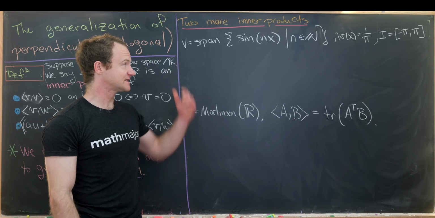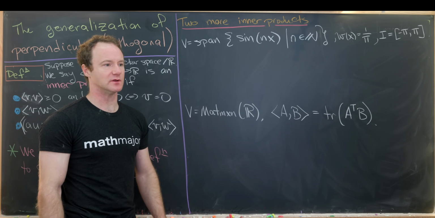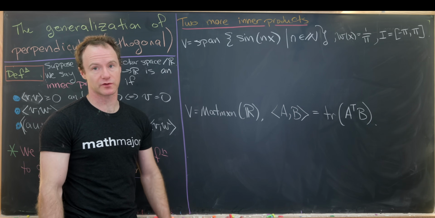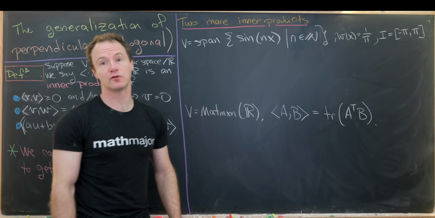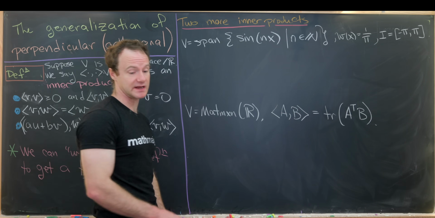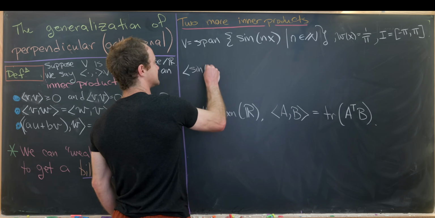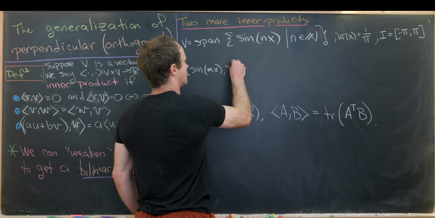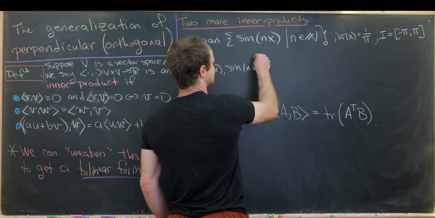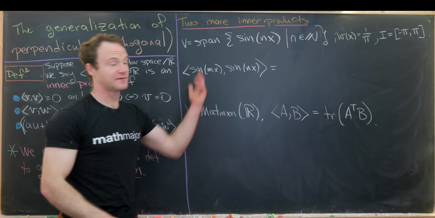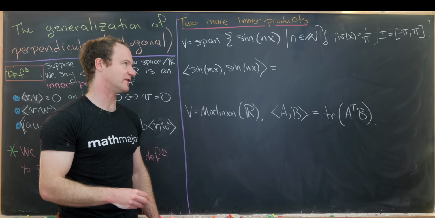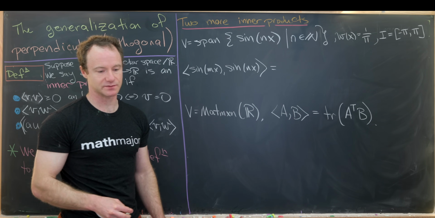So for this case, I'll just give you an example of two of these functions being orthonormal. In fact, this is an orthonormal basis for this space already. And we can see that by taking the inner product of sine mx with sine nx. Let's recall that this is a function space, so it has the same type of inner product that we were working with on the last board.